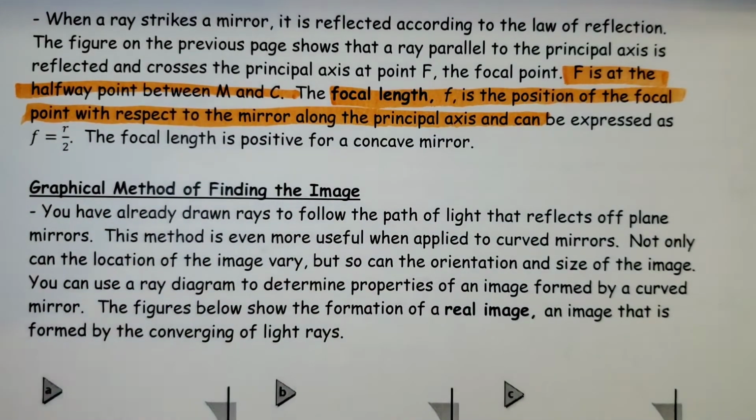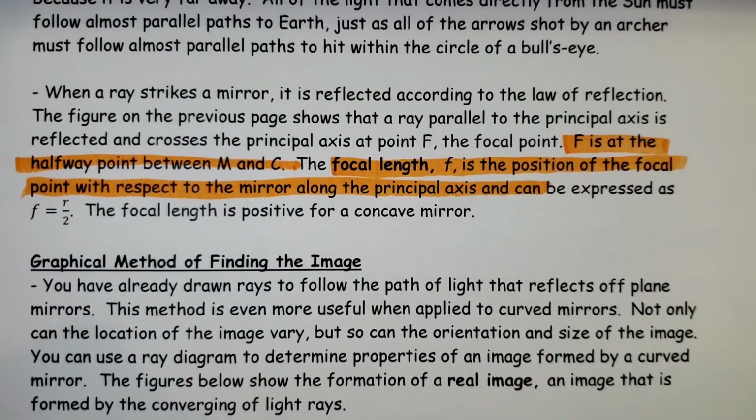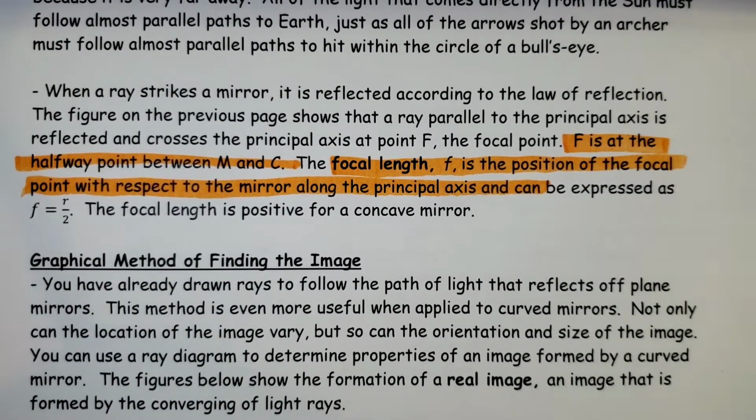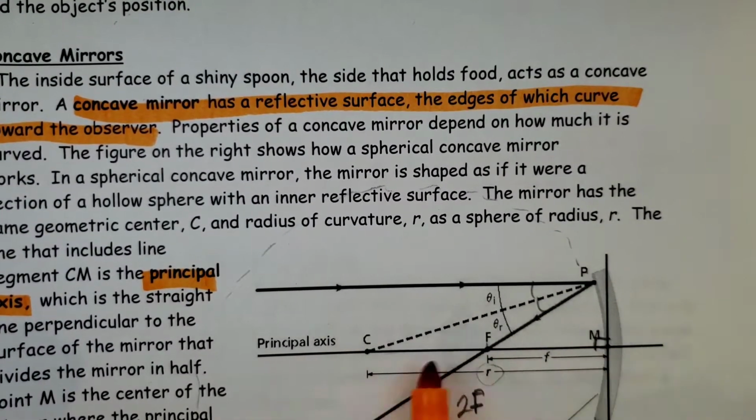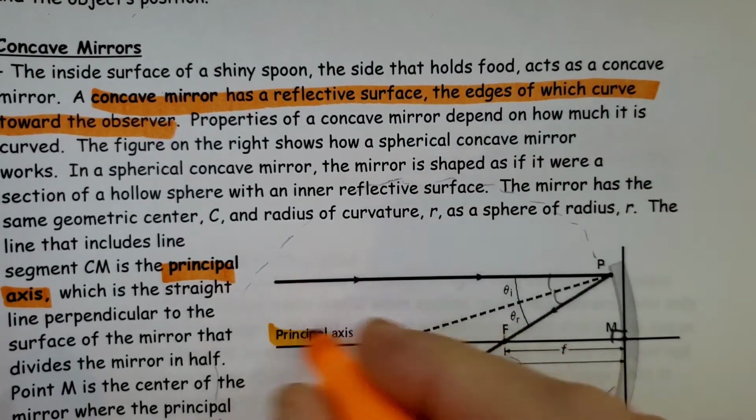Okay, so those are some things that are true with concave mirrors. The focal length, focal point, center of curvature, radius of curvature, and of course a line joining the center of curvature to the mirror is called the principal axis.